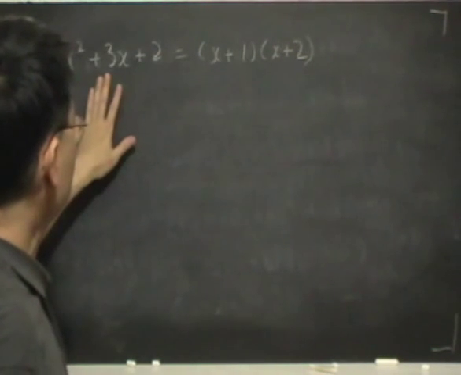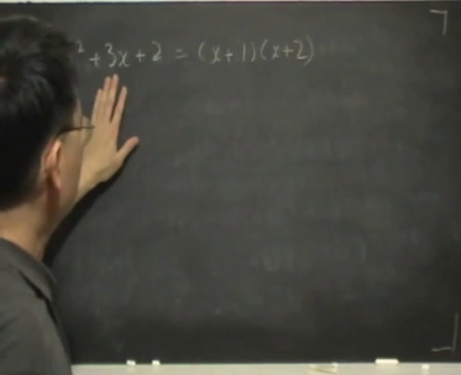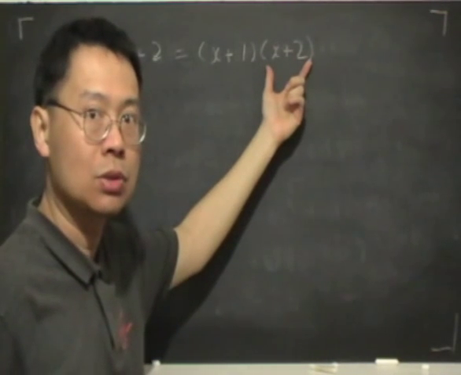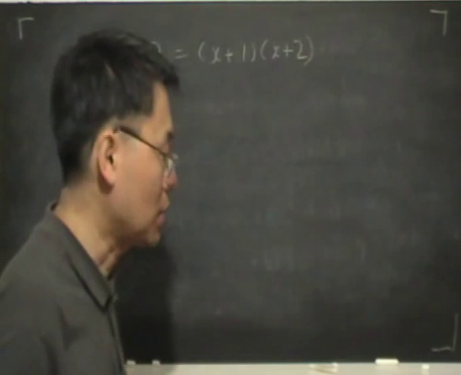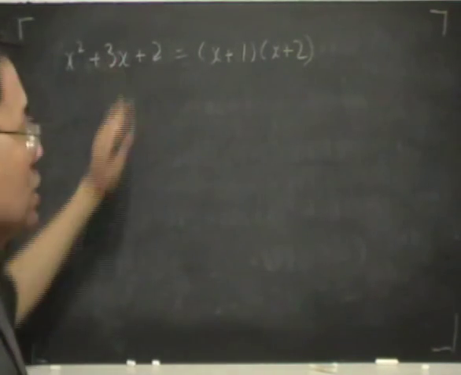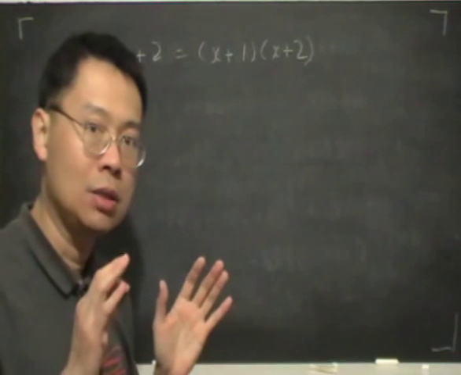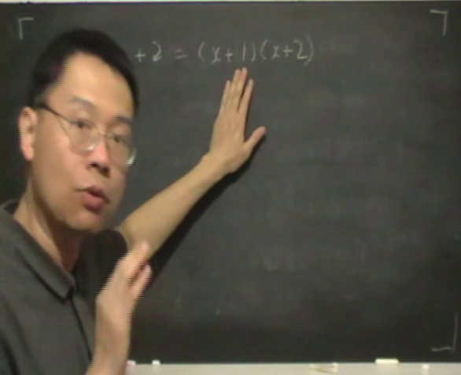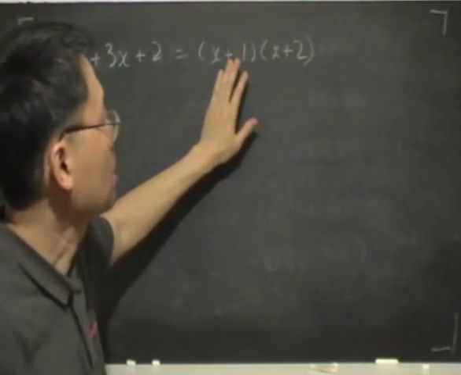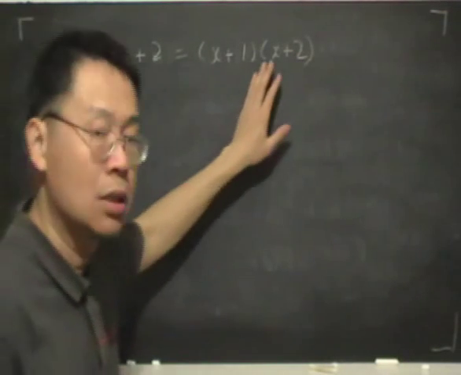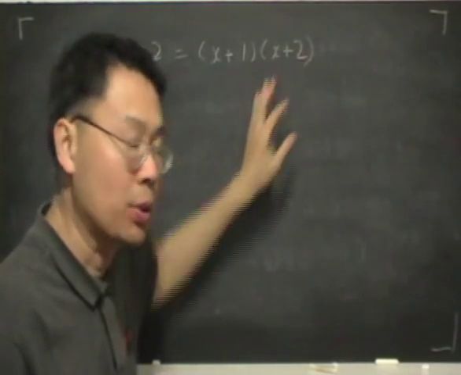What I've just done is that I've written this as a product of two factors. So that means that I've factorized them. Now this is the answer to the factorization of this. Let's check to see that, to convince ourselves that this factorization is correct. Let's remove the brackets.